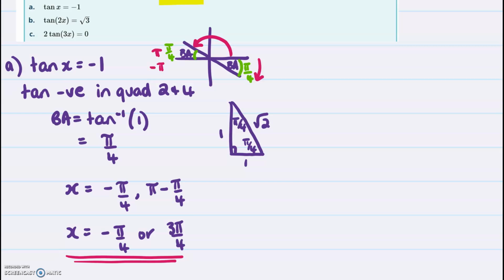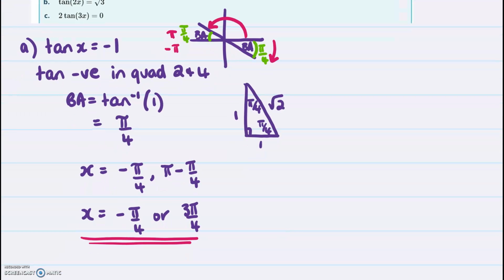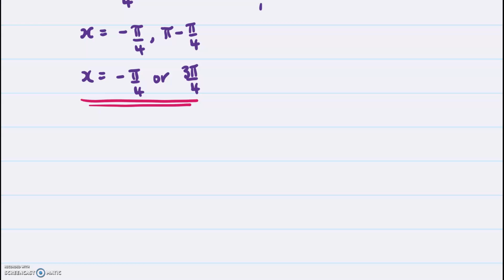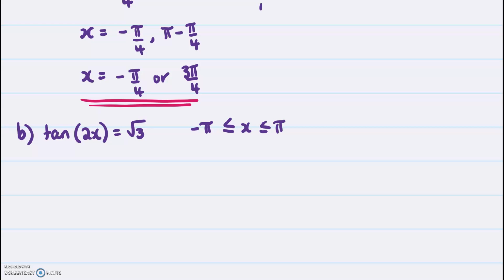In part B, I'll do this one underneath. We've got tan of 2x equals √3. So this is a double angle formula. They have told us originally that it's for x between negative pi and pi. So we need to make this fit the same angle. So if in that bracket it says 2x here, we need to make this match with 2x. So it means I've got to double everything. So that's what I'm going to solve.